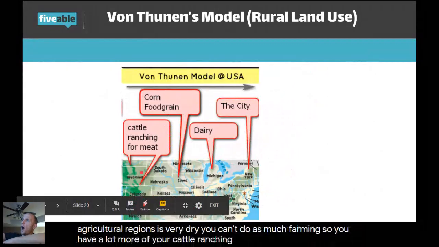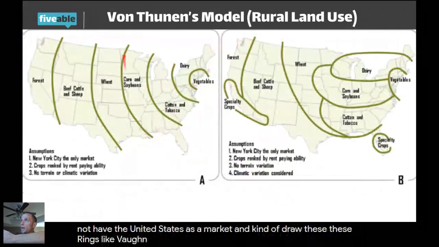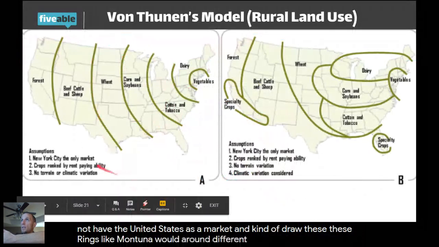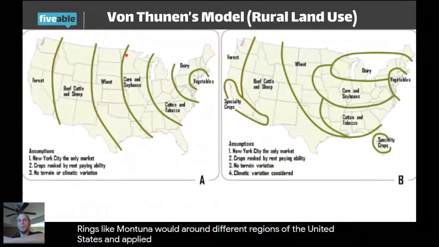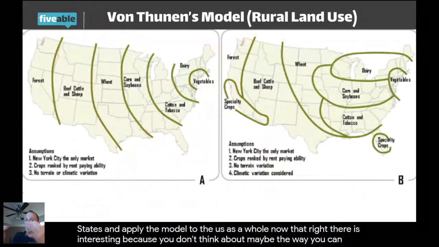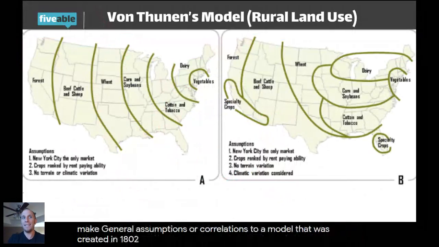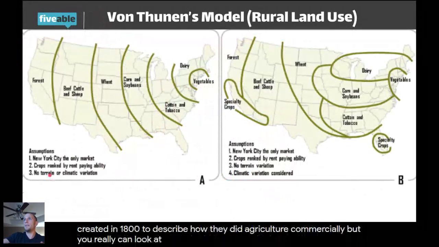So you can already look at the United States as a market and draw these rings like von Thunen would around different regions of the United States and apply the model to the US as a whole. Now, that right there is interesting because you don't think about how you can make general assumptions or correlations to a model that was created in 1800 to describe how they did agriculture commercially, but you really can look at that and make these assumptions.